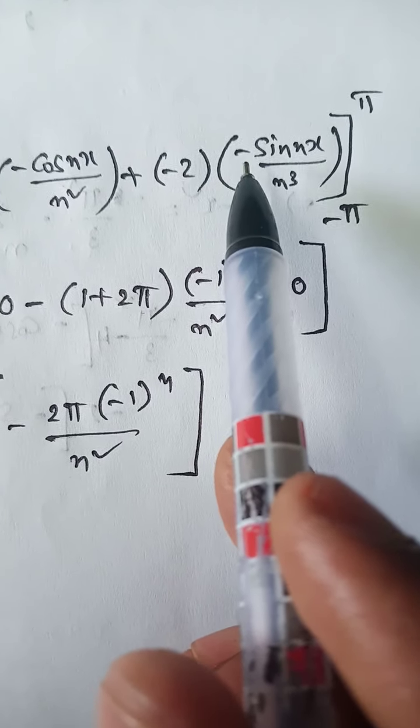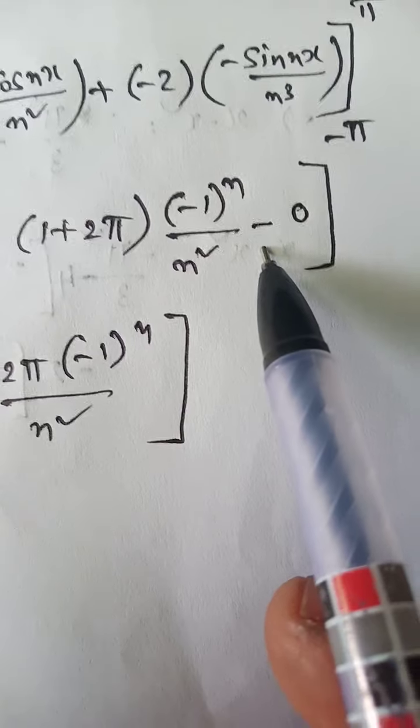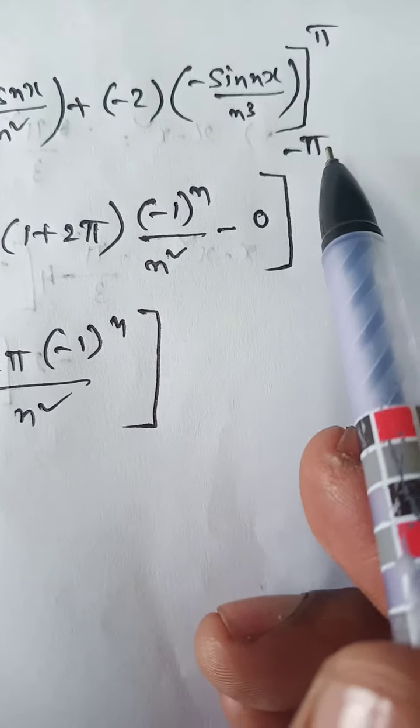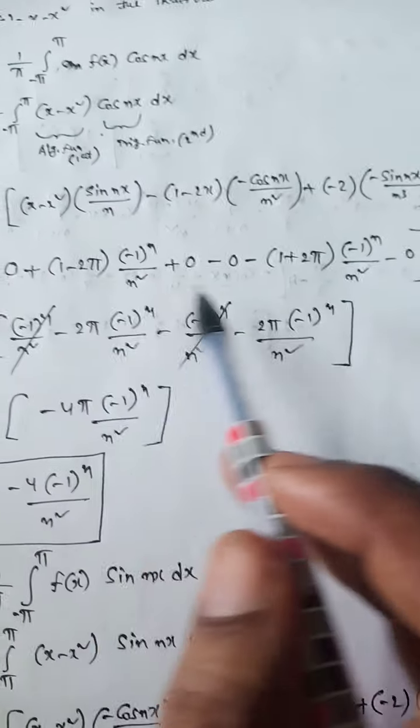minus into minus plus, and here for the lower limit another minus, plus into minus, minus. Why am I writing 0? Because sin n into minus pi minus sin n pi, sin n pi is 0, 0 into anything is 0. This is 0, therefore this is the solution we have.